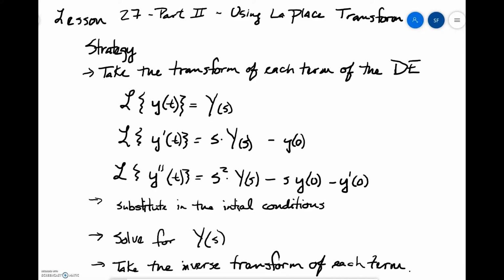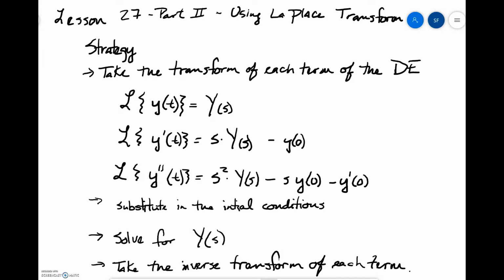Okay, now that you've gotten some practice converting terms into Laplace transforms and going backwards, converting Laplace transforms back into their terms, let's use those in order to solve some differential equations. Here's our strategy: take the transform of each term of the differential equation using these keys. The original function, we'll just change into capital Y, showing it's the transform. The transform of the derivative is s times the transform minus my initial condition. The transform of the second derivative is s squared times my transform minus s times my initial condition minus my other initial condition.